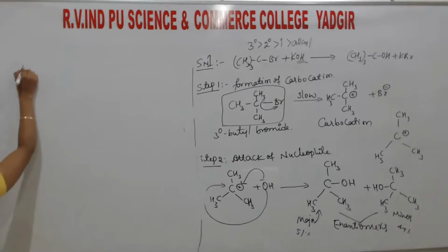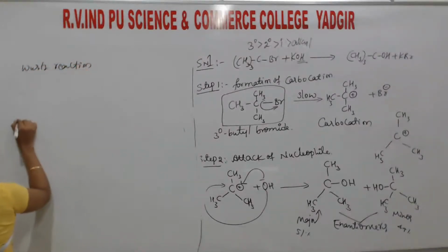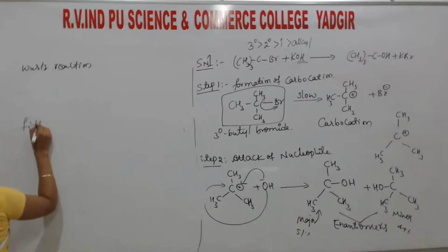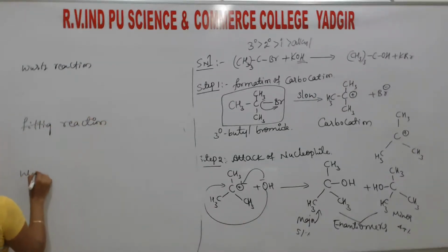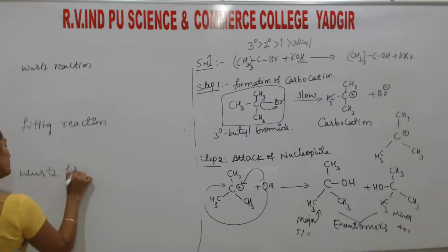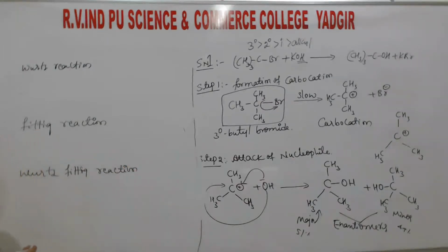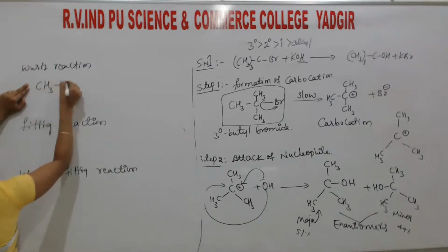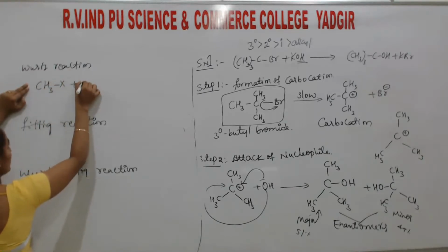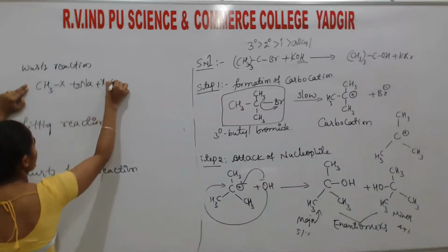Listen. Wurtz reaction. Wurtz-Fittig reaction. Okay. Consider here only alkyl groups: CH3X plus 2 moles of Na plus XCH3.